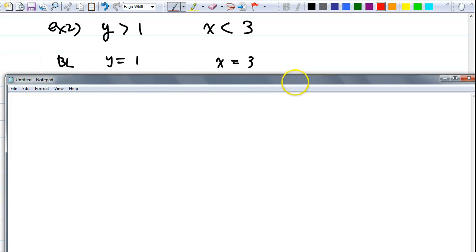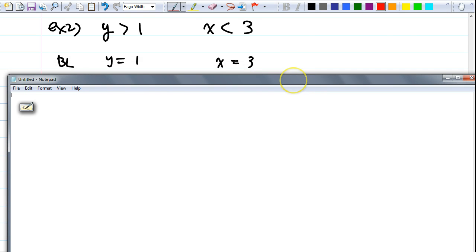So, first of all, do you all agree that my boundary lines for these inequalities are y equals 1 and x equals 3? That's simple, right? For the boundary line, just replace the inequality symbol with an equal sign. What does y equals 1 look like, guys? How do you graph this boundary line? Ethan? It's a horizontal line. Very good.